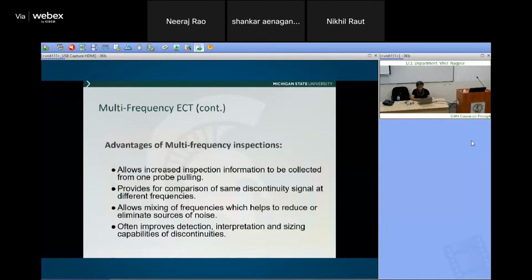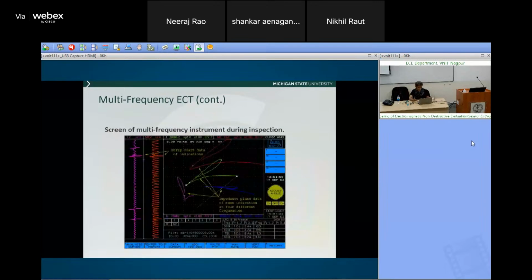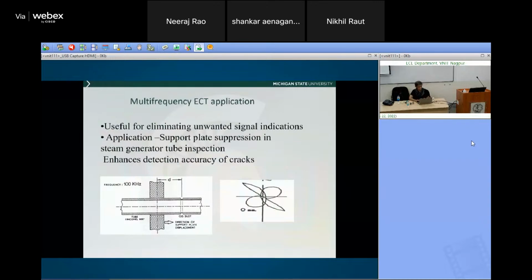Allows mixing of frequencies to eliminate, say, the support plate signal. So that's one thing. Basically, more frequencies mean more information. Here is one of the screens of the multi-frequency instrument. It's a big screen, I don't want to get into that. This is just a screenshot. I think this is what I talked about.